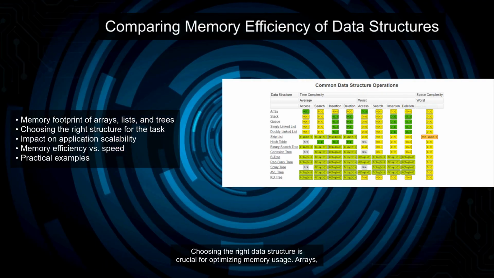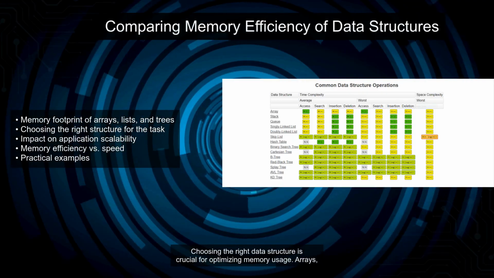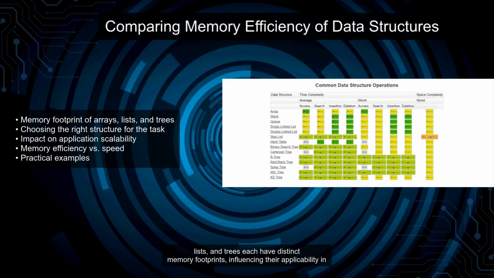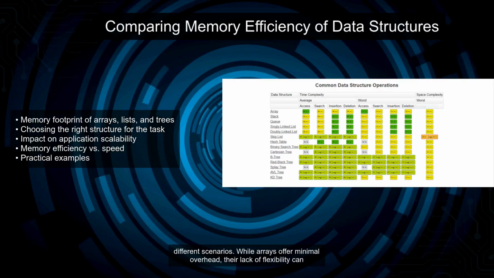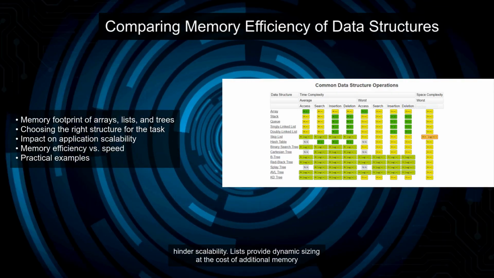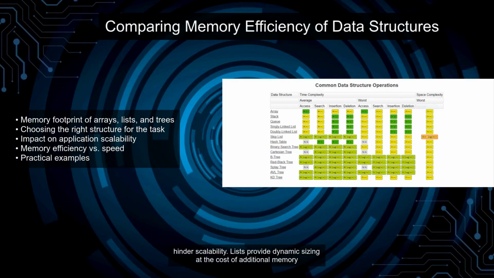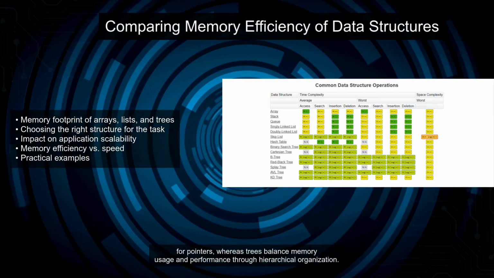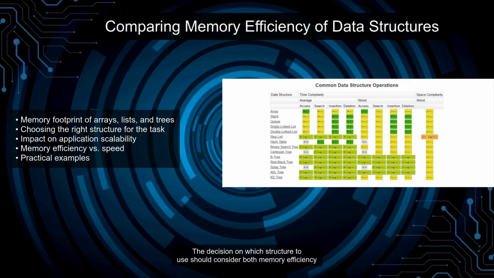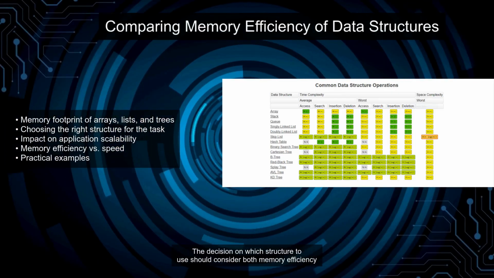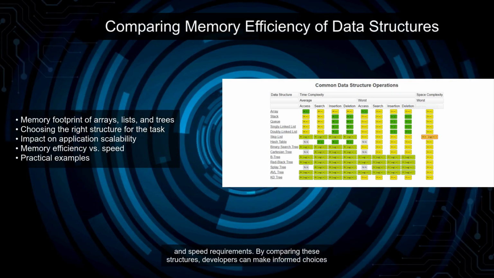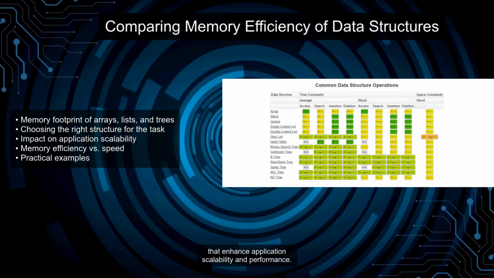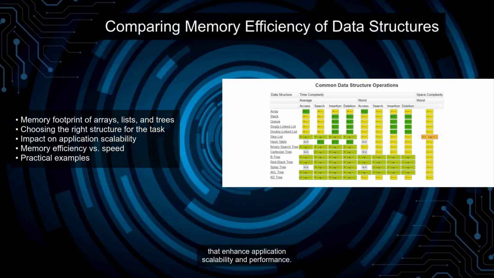Choosing the right data structure is crucial for optimizing memory usage. Arrays, lists, and trees each have distinct memory footprints, influencing their applicability in different scenarios. While arrays offer minimal overhead, their lack of flexibility can hinder scalability. Lists provide dynamic sizing at the cost of additional memory for pointers, whereas trees balance memory usage and performance through hierarchical organization. The decision on which structure to use should consider both memory efficiency and speed requirements. By comparing these structures, developers can make informed choices that enhance application scalability and performance.